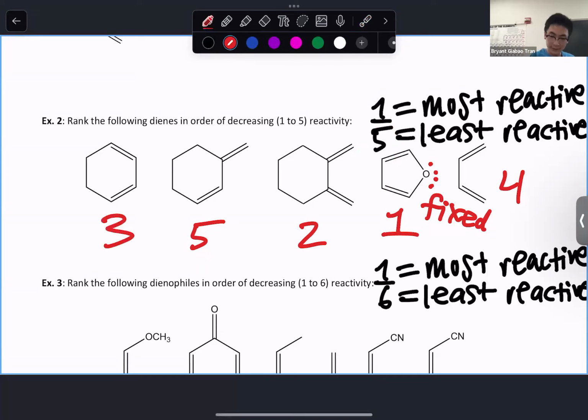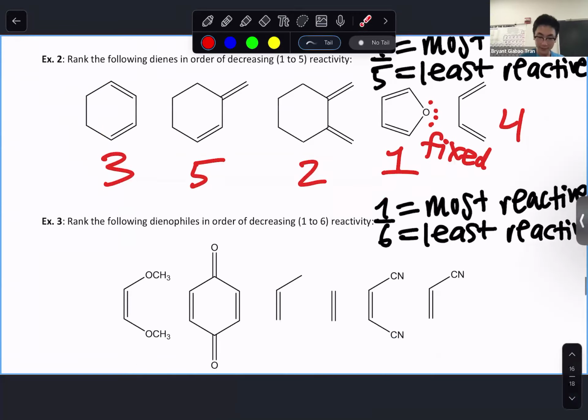Making this number 3 because this one has more steric hindrance, right? Because of these R groups here, blocking the way, because this is where the dienophile is going to be, but this R group is in the way of them overlapping with each other, right? So that's the ranking system for that diene.